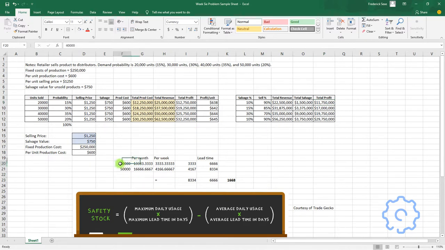And this is just a quick lead time and safety stock calculation, where I take the monthly demand and break it down into the weekly demand because I've got a weekly lead time. With a 2-week lead time, I take 2 weeks of the maximum usage and subtract 2 weeks of the normal average daily usage. That gives you 1,668 units that you will need to have as safety stock.